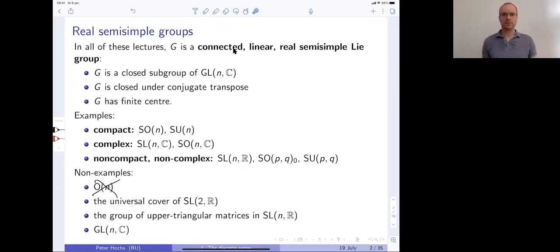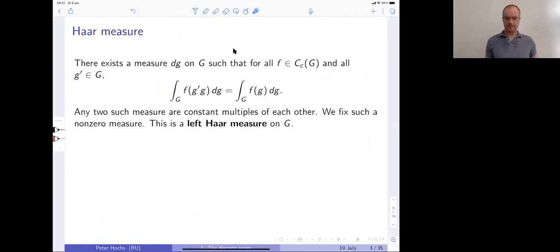Is it clear what kind of groups we're looking at? Okay. We'll sometimes be integrating over groups, and we'll use a Haar measure. And a Haar measure is a measure dg on the group, which is left invariant. It's a left Haar measure. And left invariant means if you multiply from the left by some element g prime, the integral stays the same. And there's a unique Haar measure up to a scalar, and just fix one that is, of course, not 0.